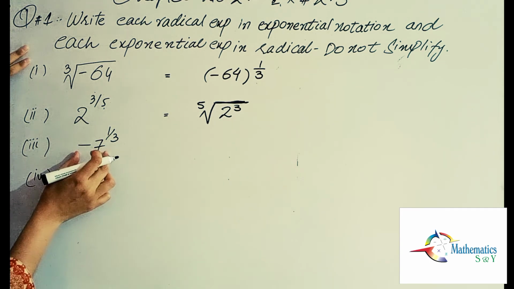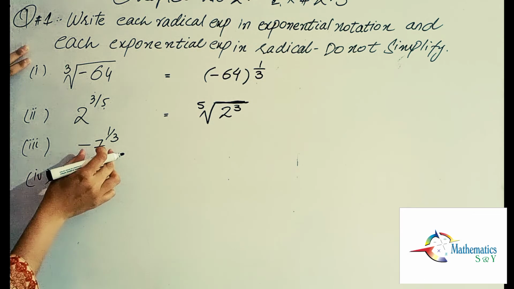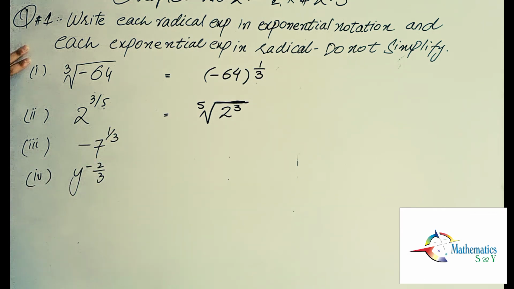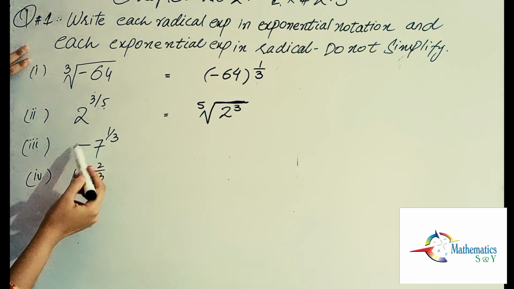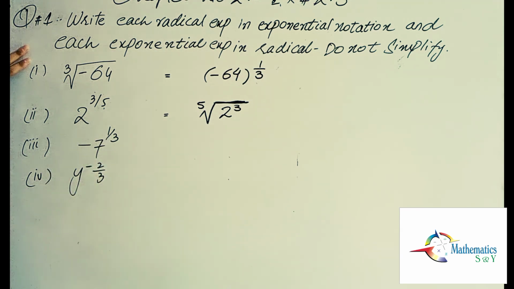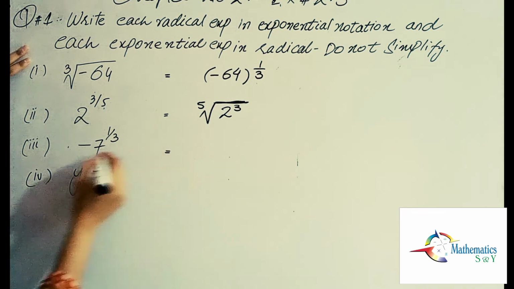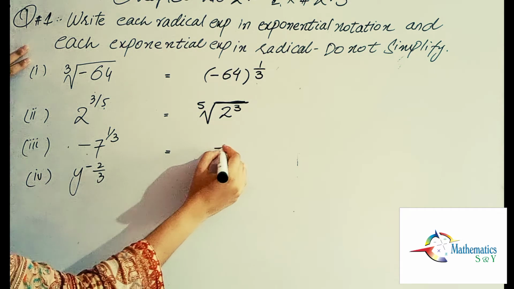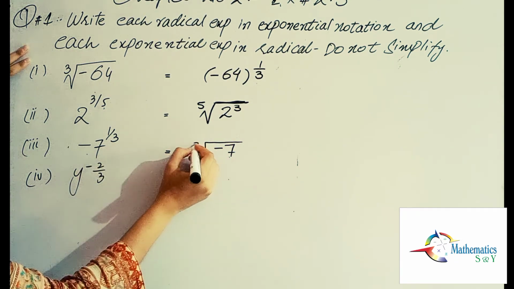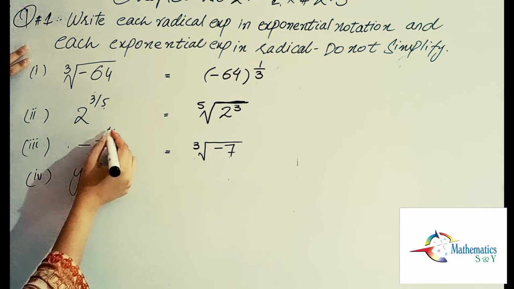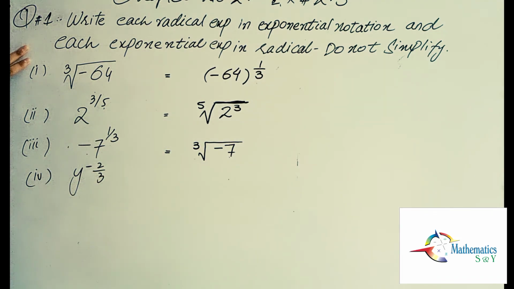So this is now the radical form of this exponential form. Next one is minus 7 raised to power 1 by 3. Again this is given in exponential notation. Exponential notation means minus 7 has a power 1 by 3. There is no radical. It means we will convert this into radical form. So in radical form, first of all I will write the radicand, that is minus 7, inside the root. The denominator will be the index of the radical, that is 3, and 1 will be the power of 7, that is no need to write.